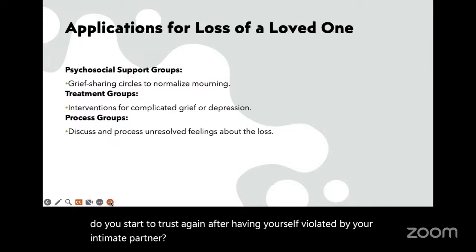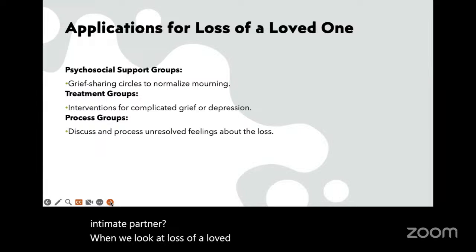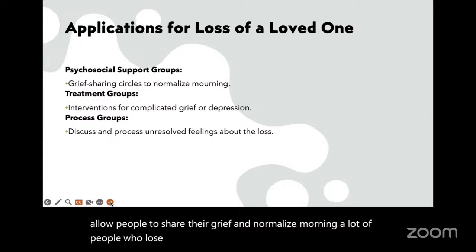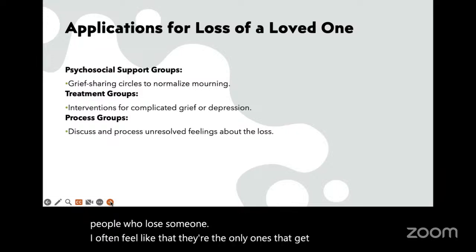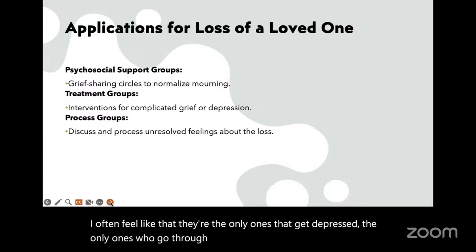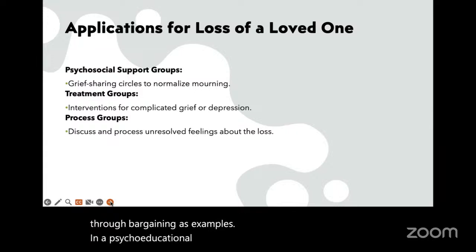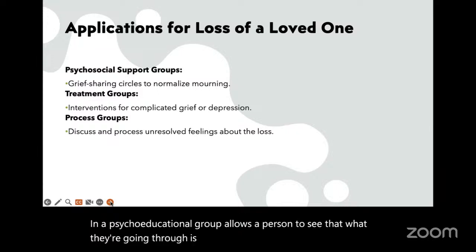When we look at loss of a loved one, psychosocial support groups allow people to share their grief and normalize mourning. A lot of people who lose someone often feel like they're the only ones that get depressed, the only ones who go through denial, the only person who goes through bargaining, as examples. And a psychoeducational group allows the person to see that what they're going through is normal for someone to experience.